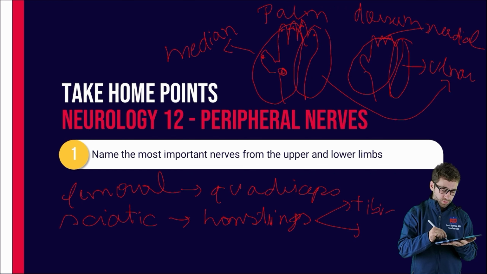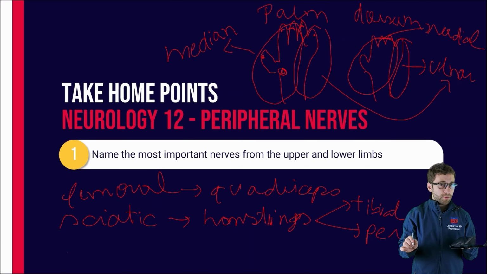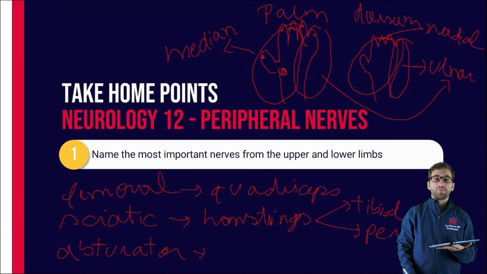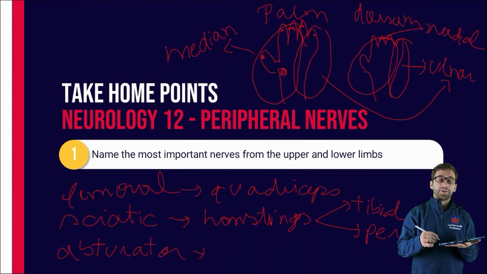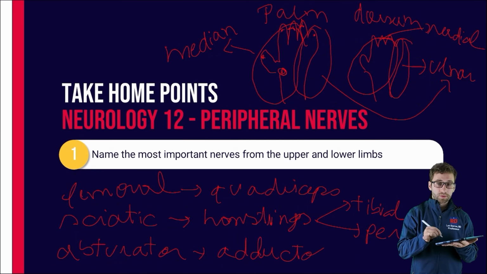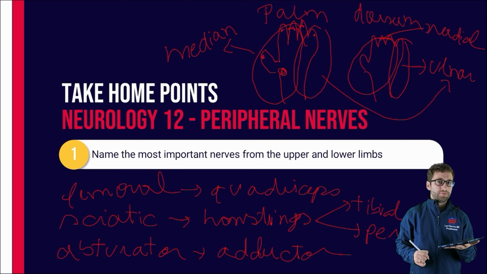Tibial and common peroneal, or common fibular, it's the same nerve. Lastly, the obturator nerve innervates the adductor muscles of the thigh and provides sensory innervation to the medial thigh as well.